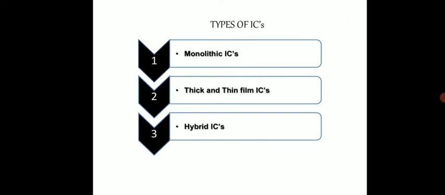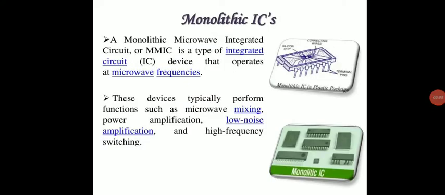The types of ICs: monolithic ICs, thick and thin film ICs, hybrid ICs. Now let's go one by one. Monolithic ICs. A monolithic microwave integrated circuit, or MMIC, is a type of integrated circuit device that operates at microwave frequencies. These devices typically perform functions such as microwave mixing, power amplification, low noise amplification, and high frequency switching.